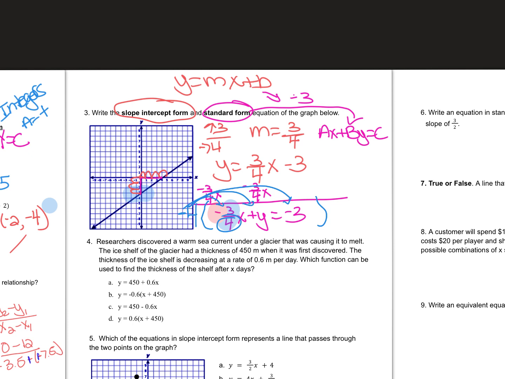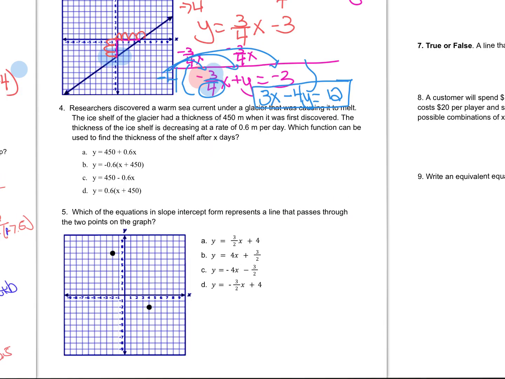So I have negative 4 times negative 3/4, and that leaves me with positive 3x. And then negative 4 times positive y, which is negative 4y. And then negative 4 times negative 3, which is positive 12. And now my equation is in standard form. I have ax plus by equals c. My a, b, and c are all integers. My a is not negative, and it's okay that my b is. It's just my a cannot be negative.